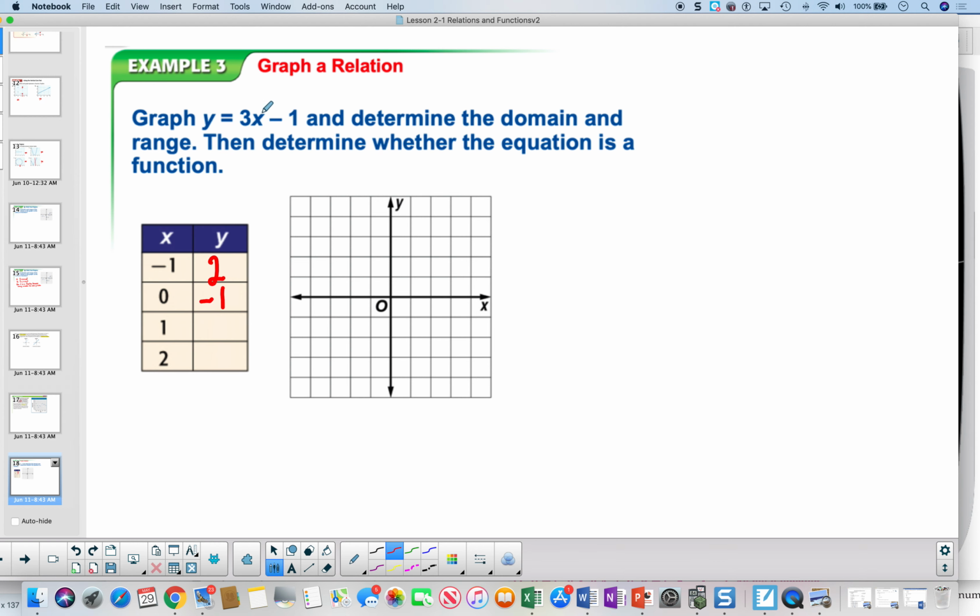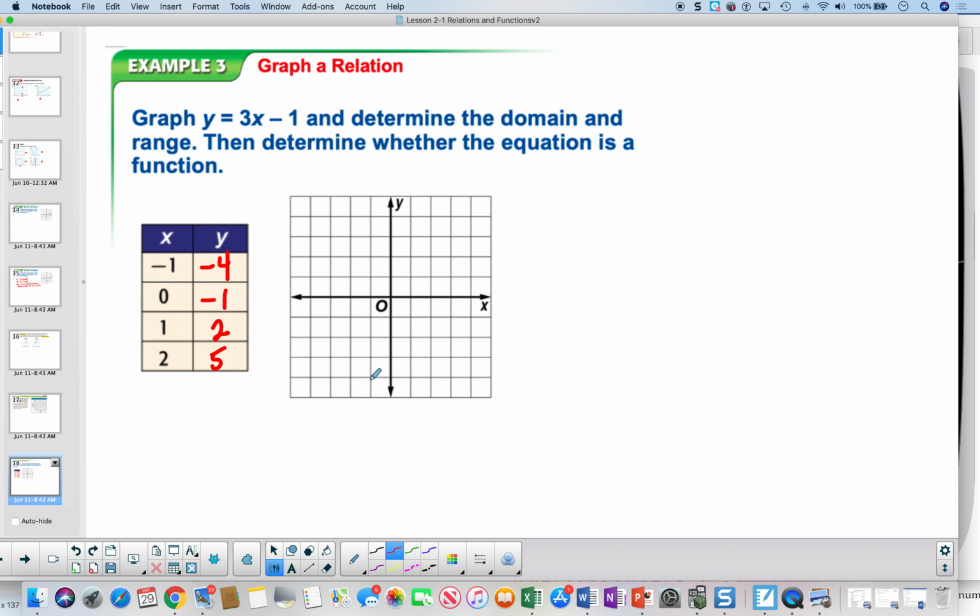If I put 1, I'm sorry, I have the incorrect answer here. If I put -1 in here, I'm going to get -4. Put a 0 in here, I'm going to get -1. Put a 1 in here, I'm going to get 2. Put a 2 here, and then that'll be a 5. I'm going to go ahead and graph those.